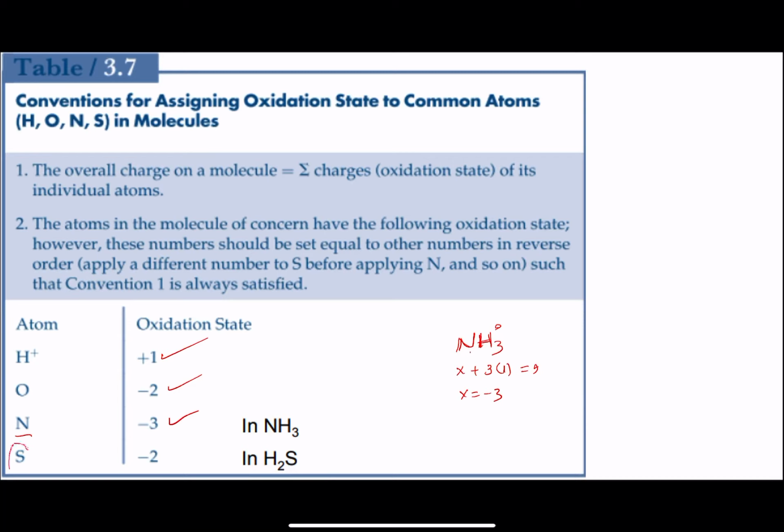Same thing for S. What is the famous S compound? H2S, hydrogen sulfide. Remember the rotten egg smell? H2S. Let's see, there is no charge here, so 0. 2 times 1 plus X equals 0, which means X is equal to -2. So we could find oxidation state by remembering a compound. In the quiz, I will give you the compound and tell you to find that atom.